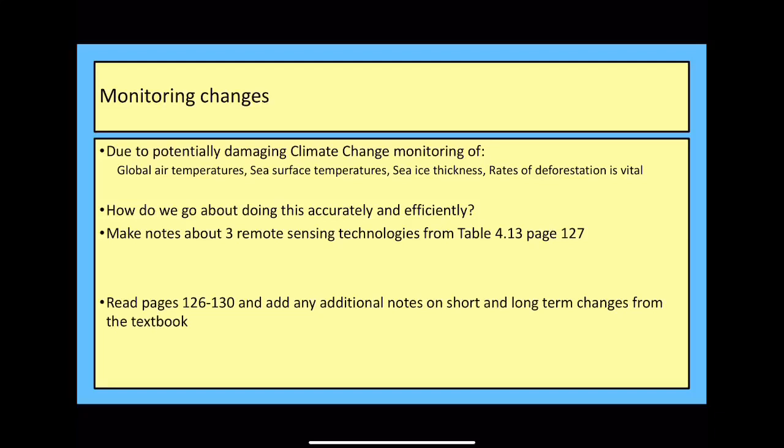And just to finish off this section, we've sort of finished our learning on section 3 of the topic, have a read through pages 126 to 130. A lot of it is what we've covered today, but just have a read through and make sure that you've not missed anything and take any additional notes. Like I say, it is what we've looked at during this PowerPoint, but it just gives you a chance to go through it a bit at your own pace.